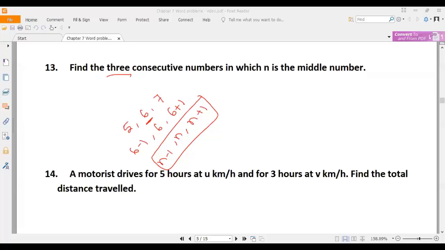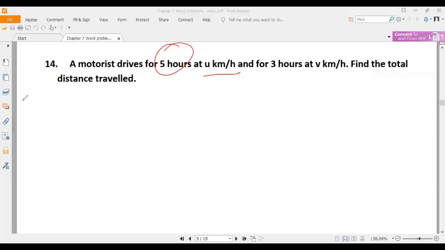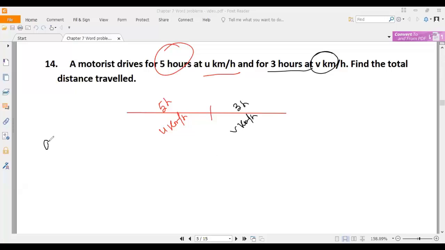The last question, question number 14, says a motorist drives 5 hours at u kilometers per hour. So if I draw the figure, you will understand this one properly. So first 5 hours at u kilometers per hour. And the question says, and for 3 hours, that means the next 3 hours at v kilometers per hour. Now, the question asks for the total distance. So what is the formula of distance? We know that distance equals speed multiplied by time.